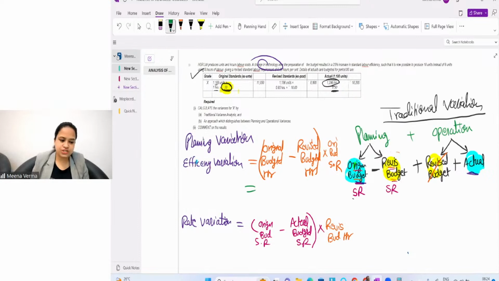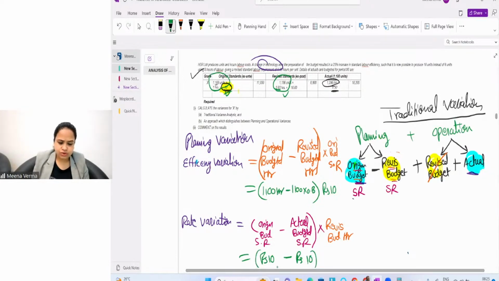So what is the original budgeted hour? You can see this was my original budgeted hour, 1100 hour. What was my revised budgeted hour? If I multiply them, I'll get the revised budgeted hour: 1100 into 0.8. What is my original budgeted rate? Rupees 10. Similarly here, what was my original rate minus revised rate? Original rate was rupees 10. Revised rate was rupees 10, the same. So this will be coming as 0.